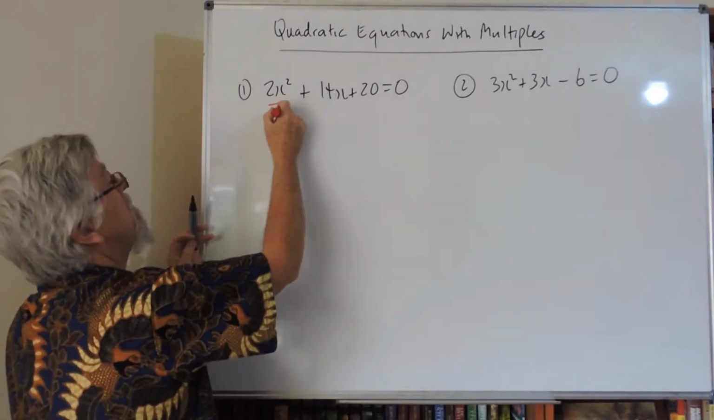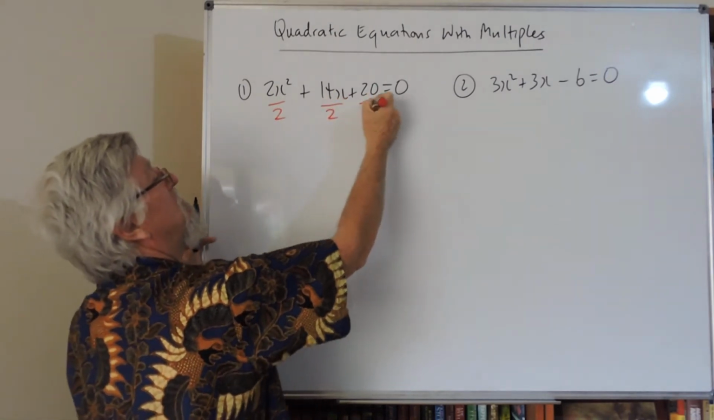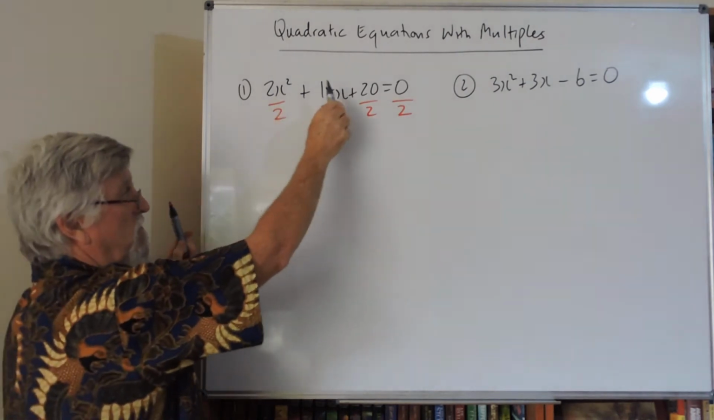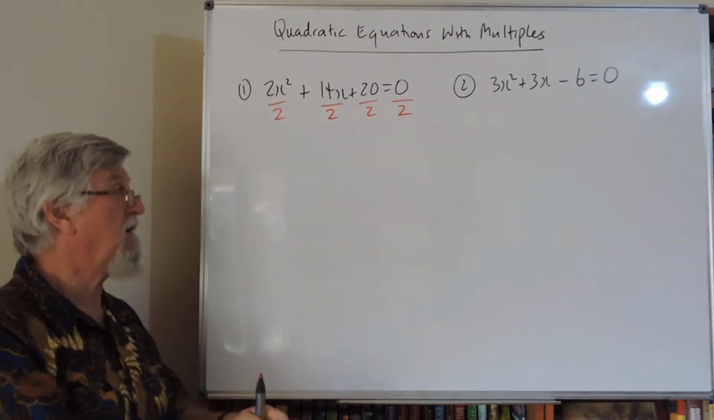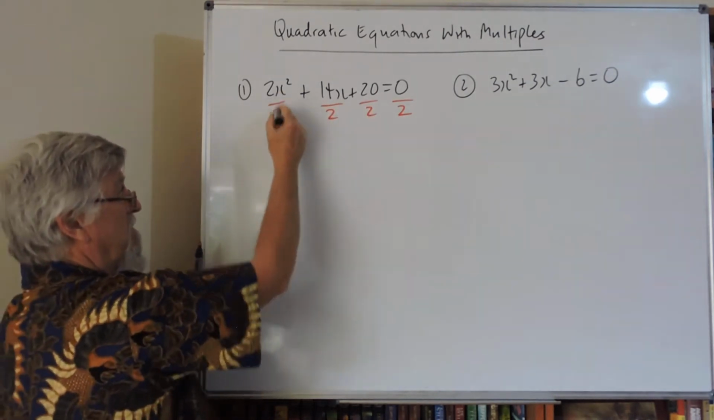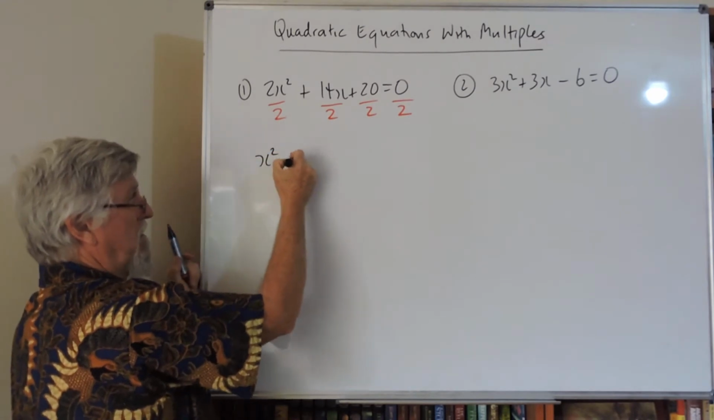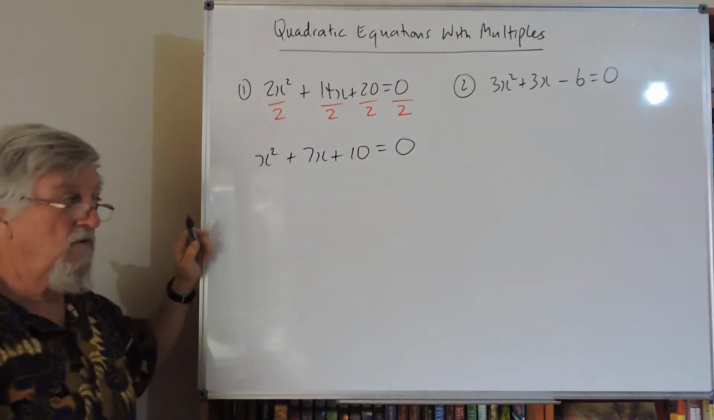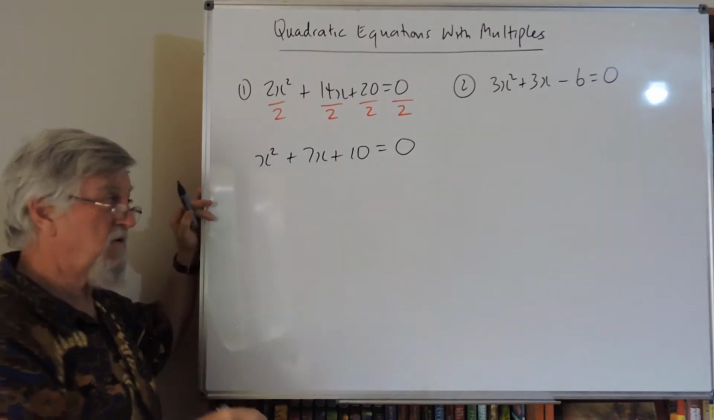If I divide this one by 2, I can divide that one by 2. Every term gets divided by 2. Each of these are called a term. They're separated by an addition or a subtraction. So now it turns into just x squared plus 7x plus 10 equals 0, and it's as simple as all the ones we've been doing before. Watch how quickly I can do this.